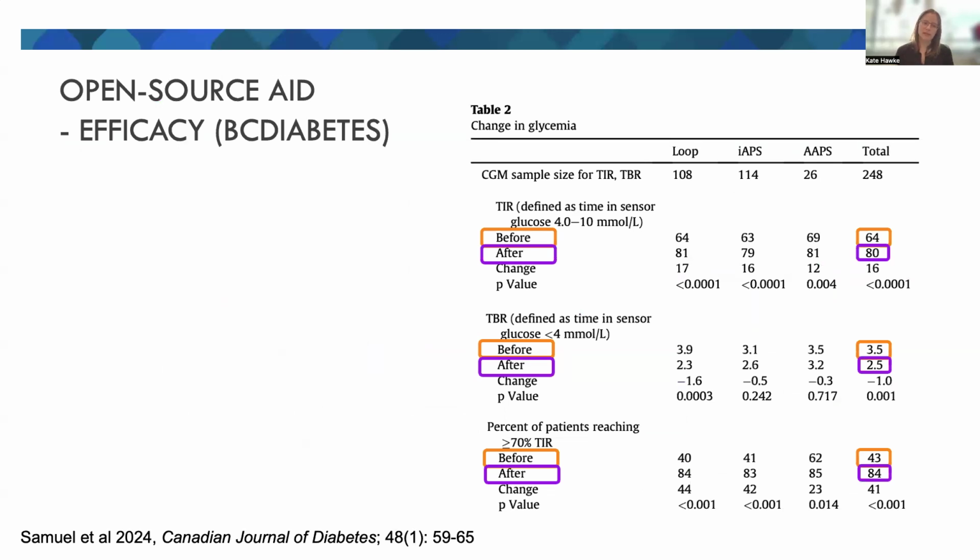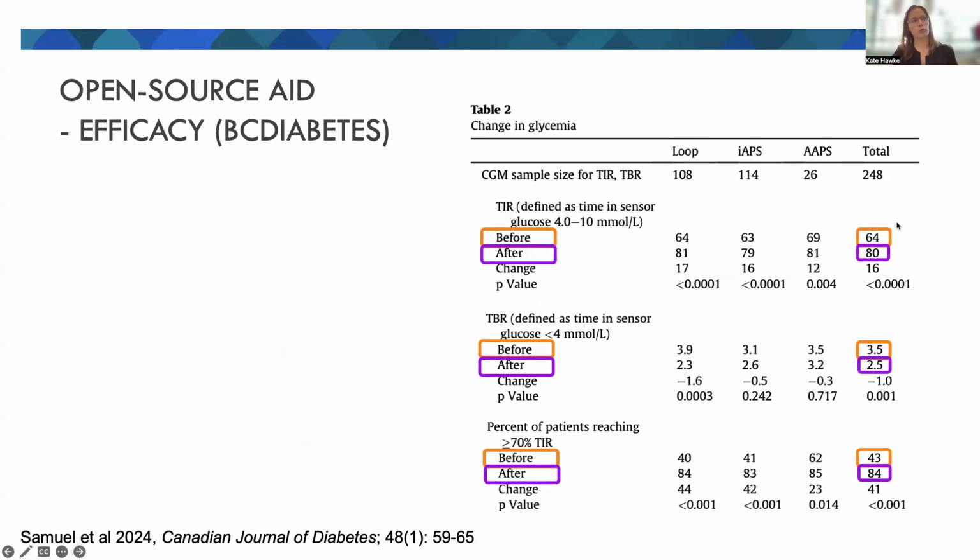In terms of evidence for the efficacy of these systems, this here is observational data from BCDiabetes, showing the first 248 patients who were installed at BCDiabetes. You can see in each column there's 108 Loop users, 114 iAPS, and 26 aAPS among that whole group. And for each, we have before and after for CGM parameters.